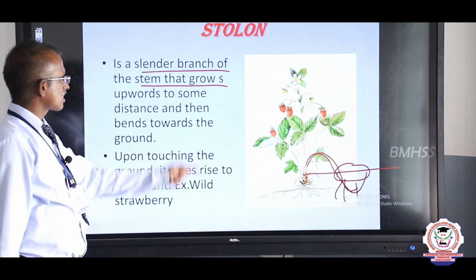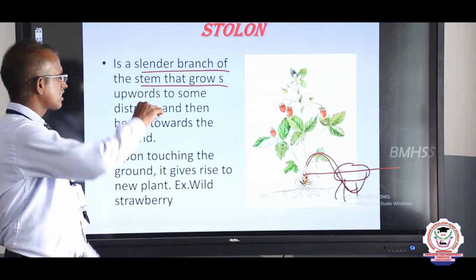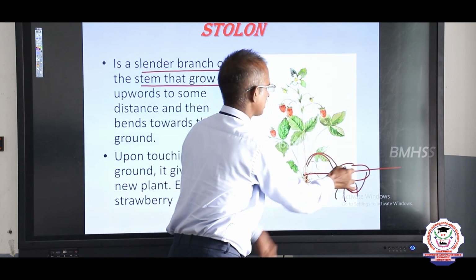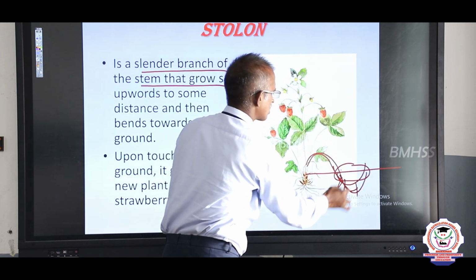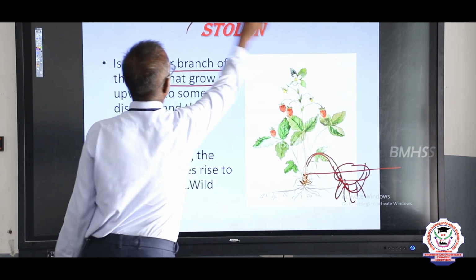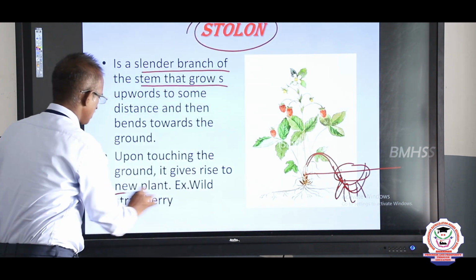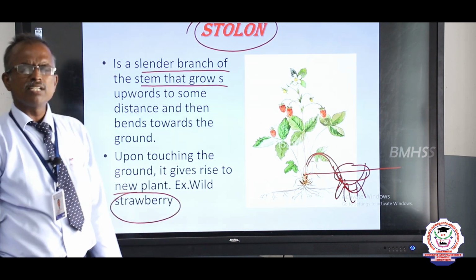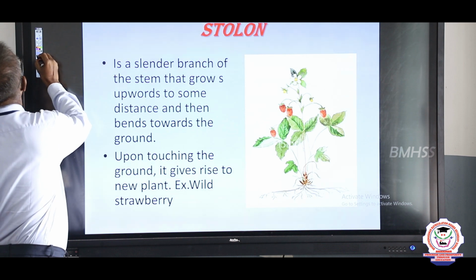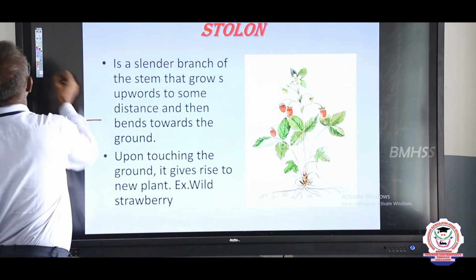This is a slender branch that grows just above the soil. That branch bends and touches the soil, which gives rise to a new plant. This we call stolon. Example, strawberry. That is wild strawberry. Now we go for the next part, the third one.